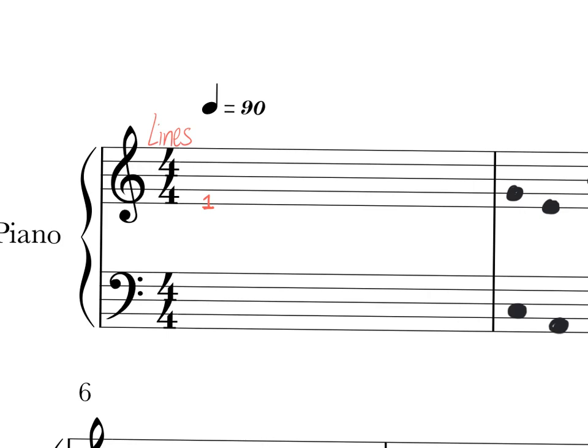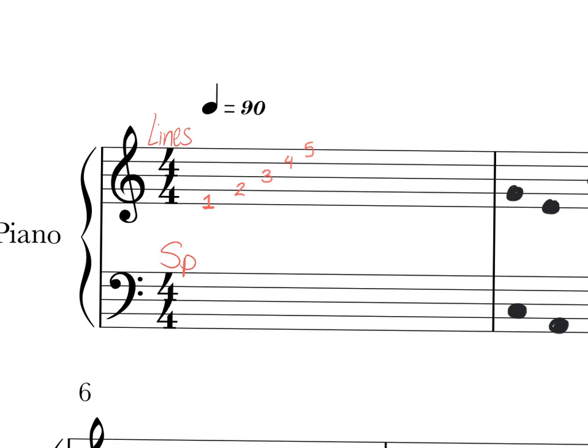That's how we identify our note names when we get to that. And then we simply go up. First line, second line, third, fourth, and fifth. All right, so from bottom to top, we go 1, 2, 3, 4, 5.